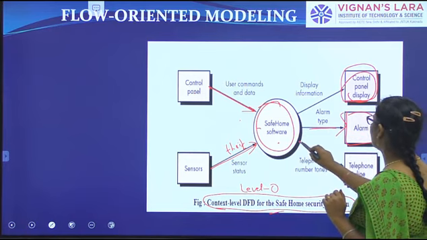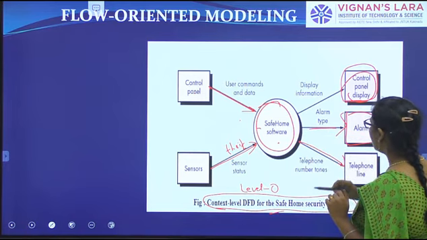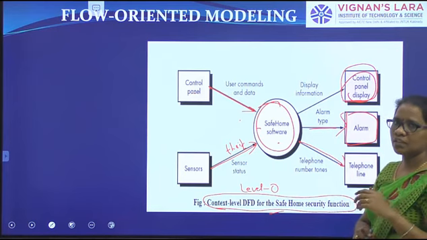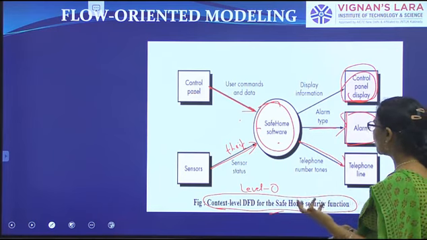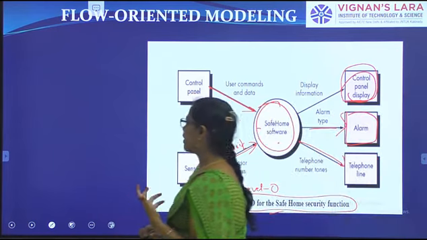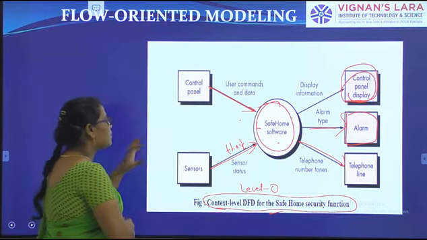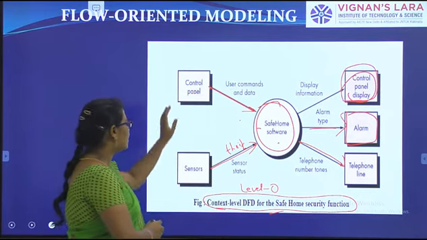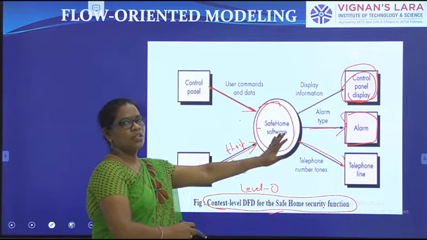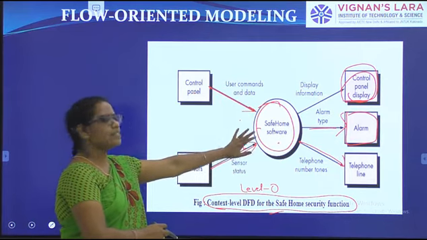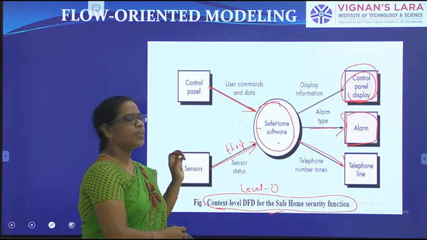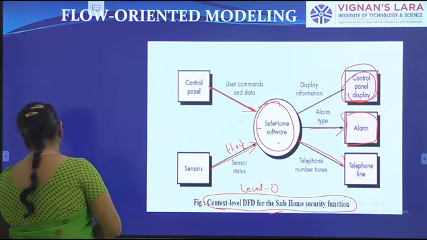Okay, and it also gives some information to the telephone department, through the police, or through the owner, whoever it is. So like this, the safe home software will have these other things. This is the overall diagram of the safe home security software. This is the context level.